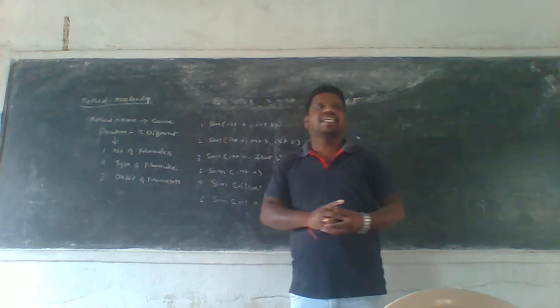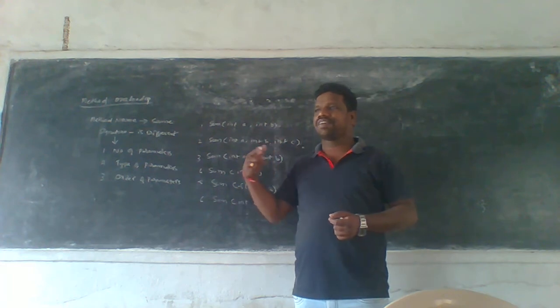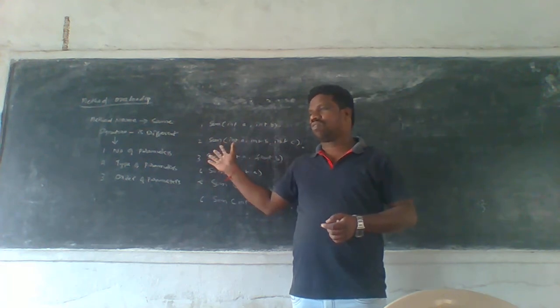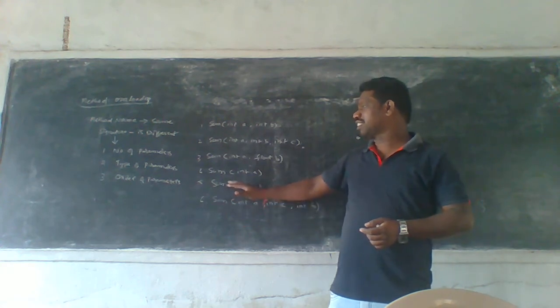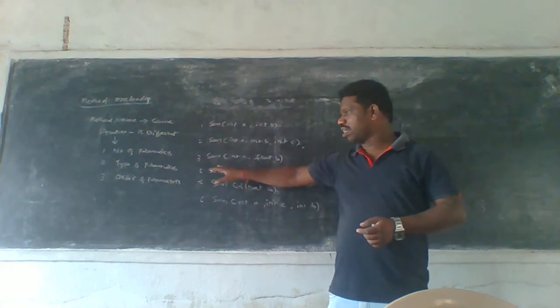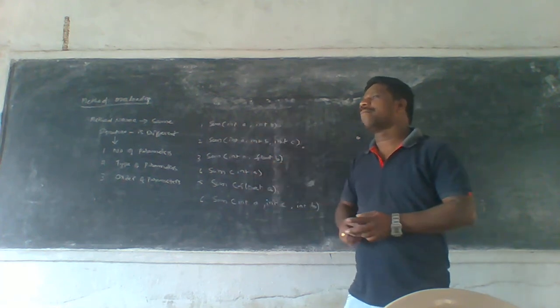Okay, method name must be the same, but its signature is different, that is called method overloading. So here I am taking six examples having the same method names but different signatures, called method overloading.